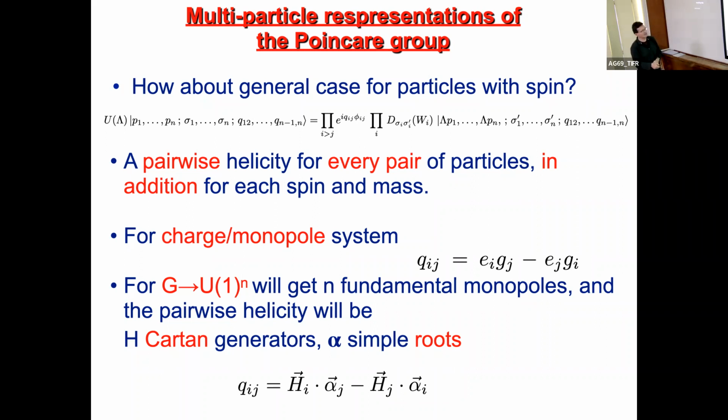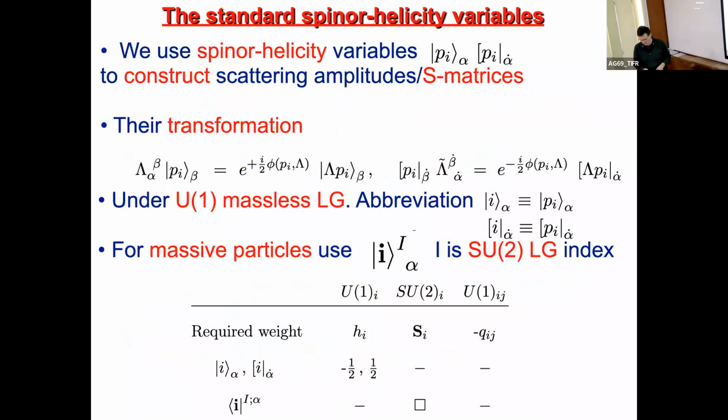So, and again, with the charge-monopole system, you would assume that if they are mutually non-local with respect to each other, for any pair, then you would assign a pairwise helicity. If they are not, then you would assign it differently. Okay, you can give some discussion in terms of GUTs, but it's all right, very good. So we have this concept.